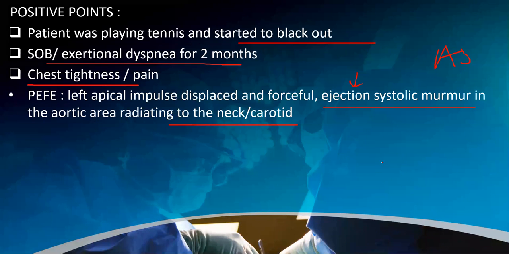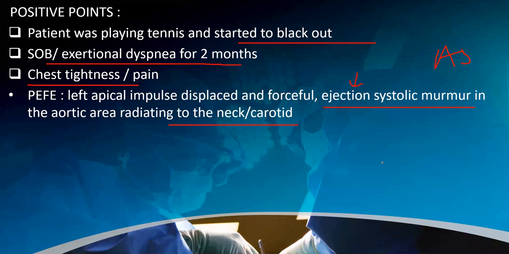Then will you ask in detail? Yes, you have to ask in detail. Otherwise, how will you know what type of murmur or what type of valvular disease this patient is having? So you have to ask, doctor, I would like to know, is this murmur systolic or diastolic? The examiner says systolic. So is it an ejection systolic or hollow systolic murmur?